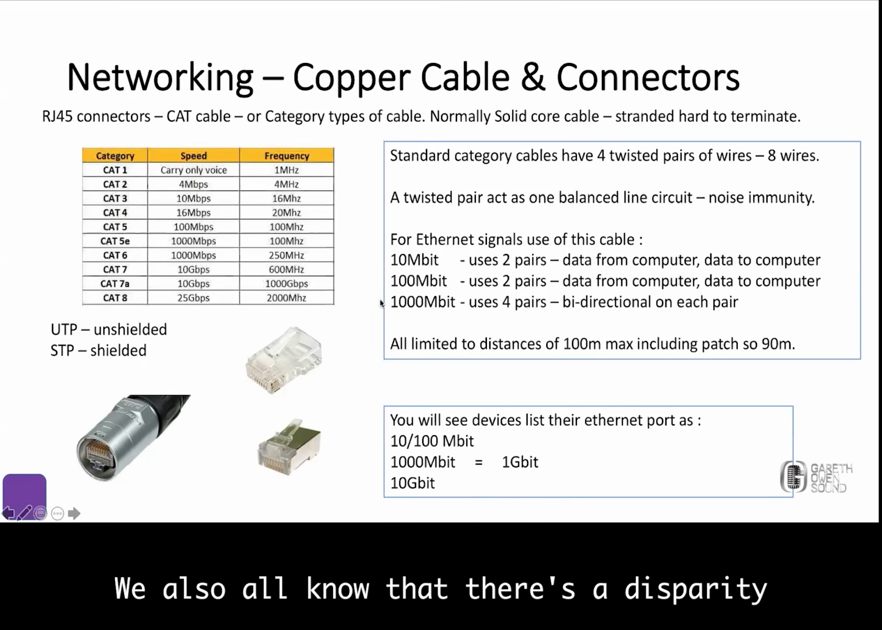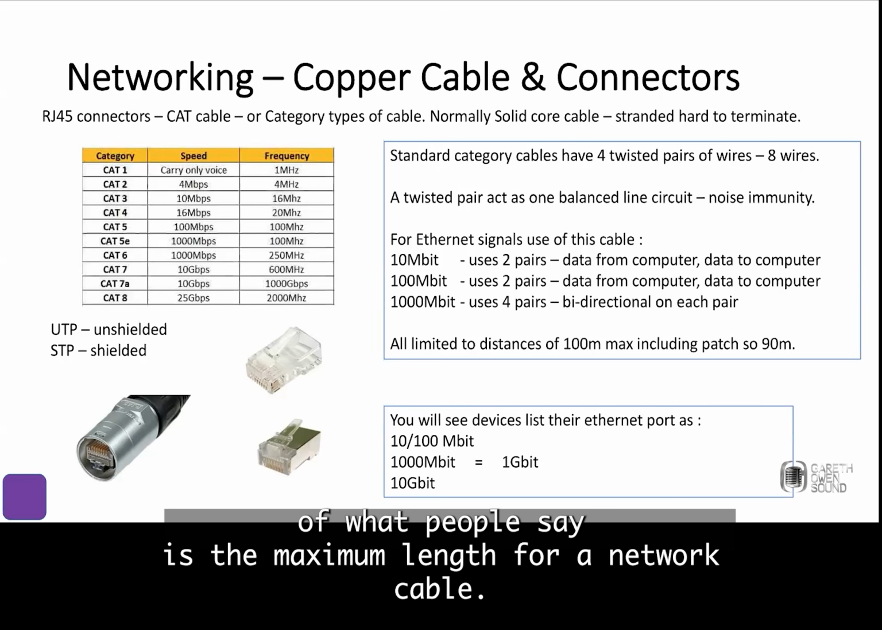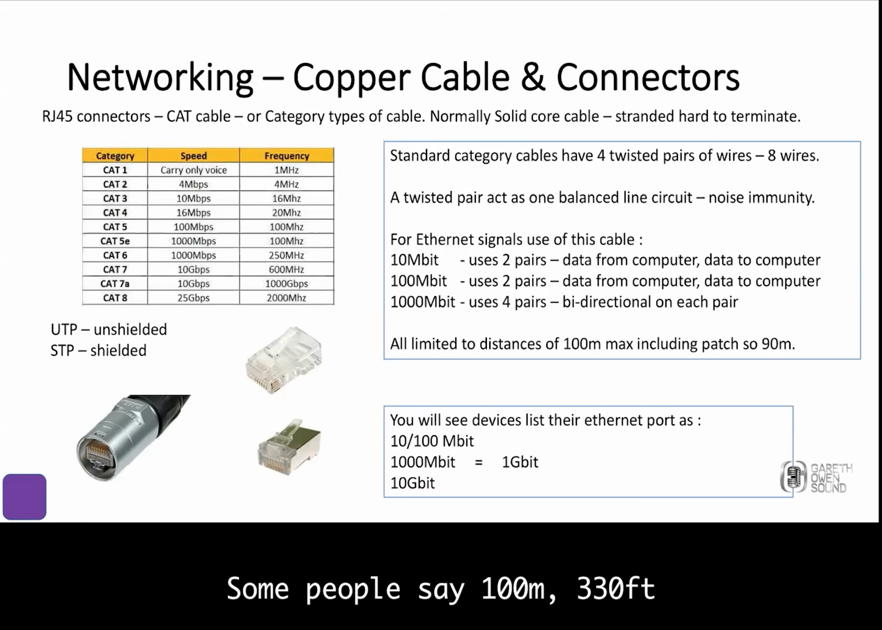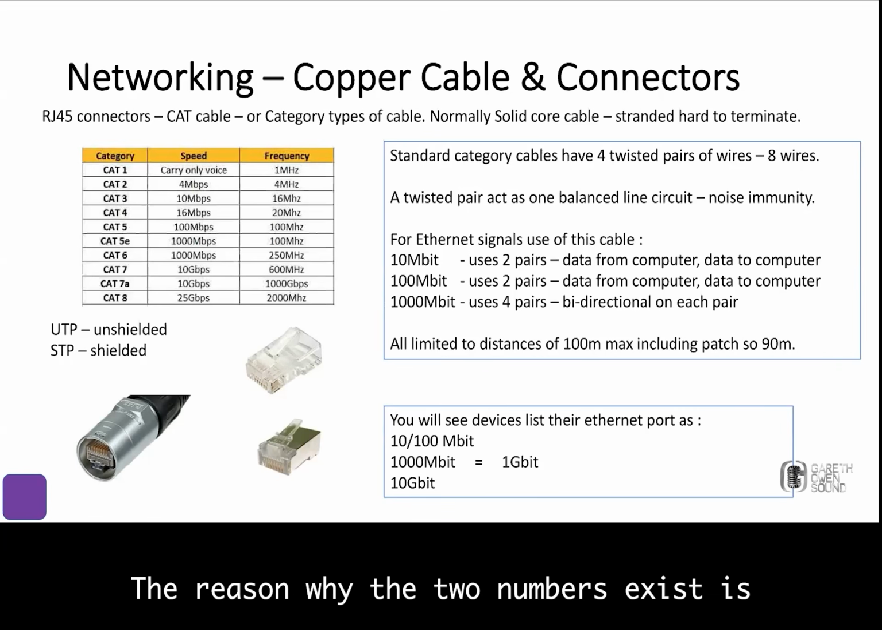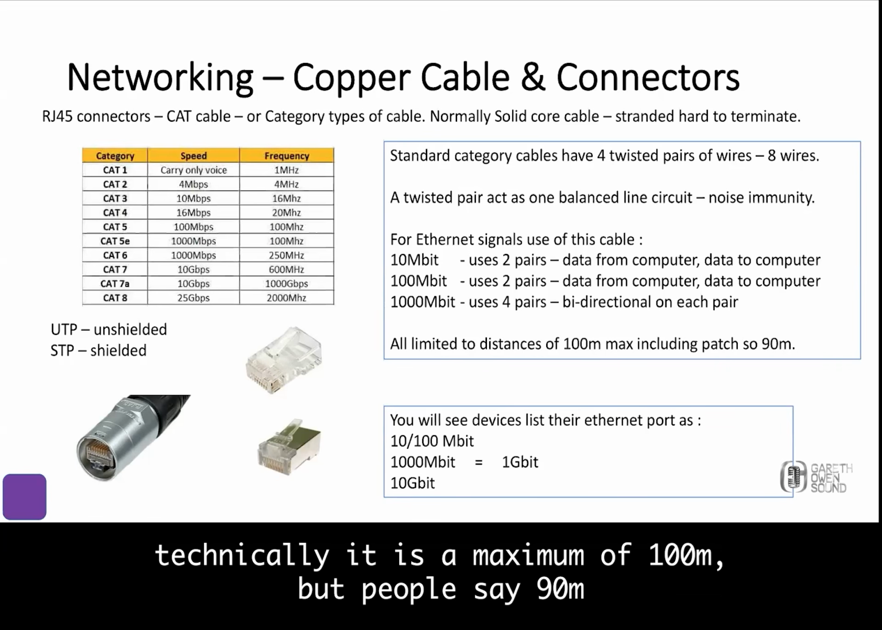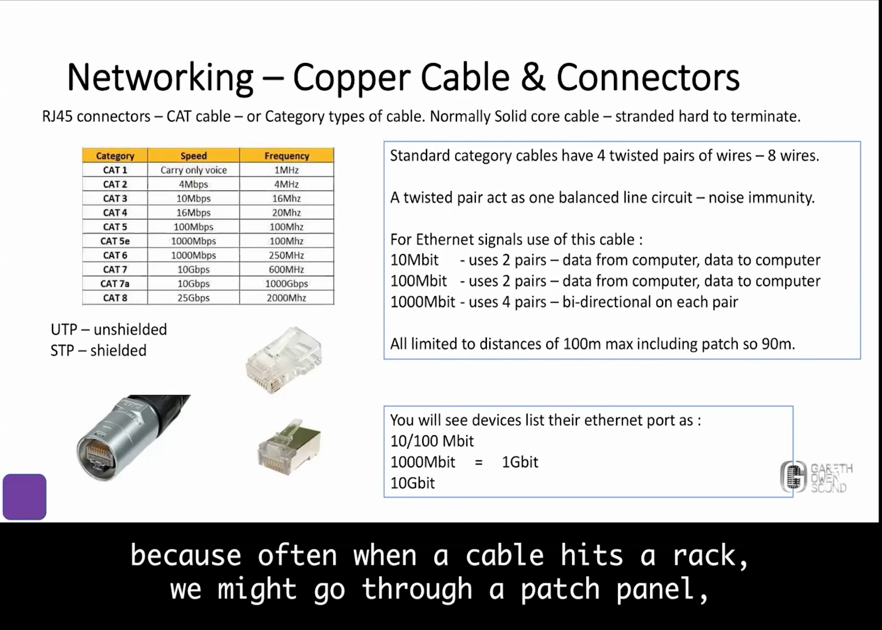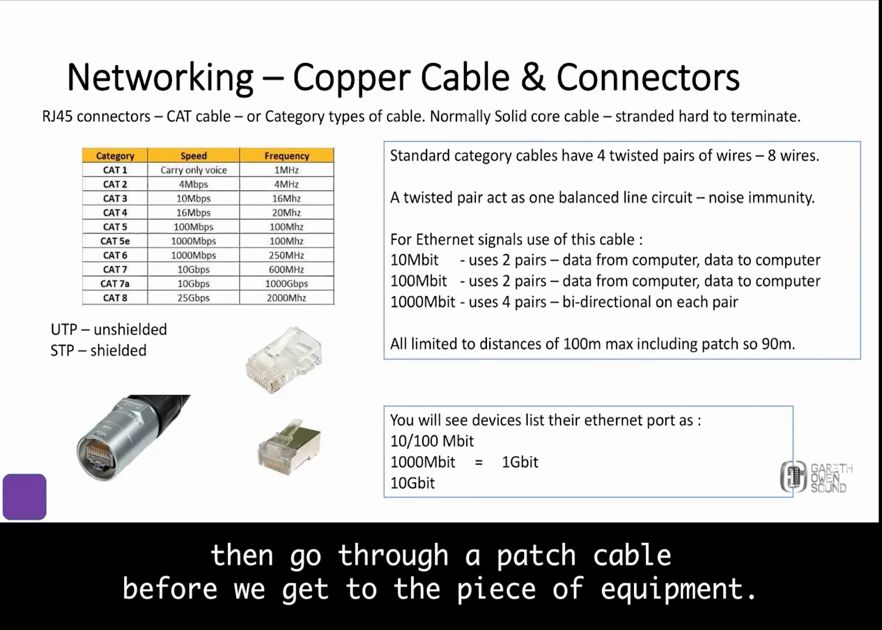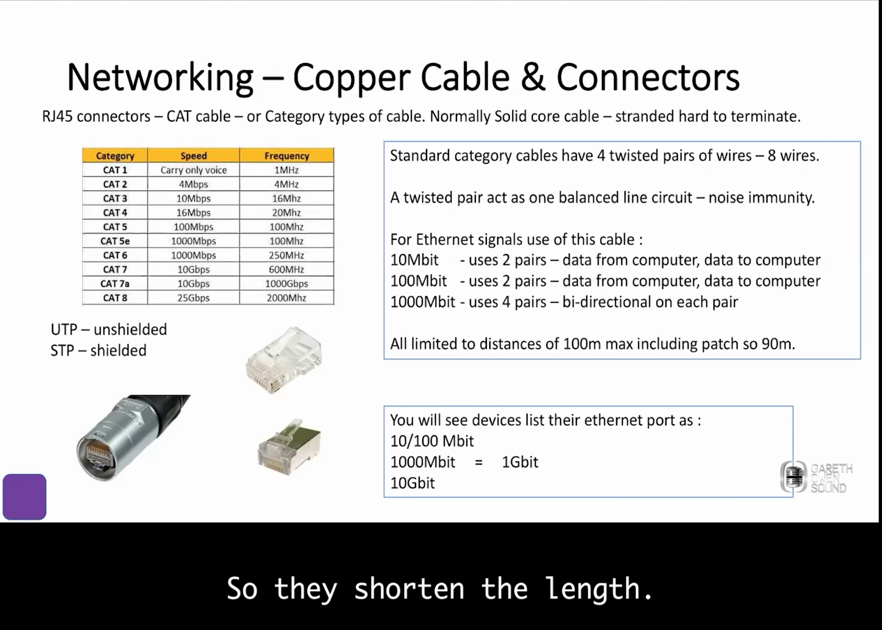We also all know that there's a disparity of what people say is the maximum length for a network cable. Some people say 100 meters, 330 feet roughly, and some people say 90 meters. The reason why the 2 numbers exist is technically it is a maximum of 100 meters, but people say 90 meters because often when a cable hits a rack, we might go through a patch panel, then go through a patch cable before we get to the piece of equipment. So they shorten the length.